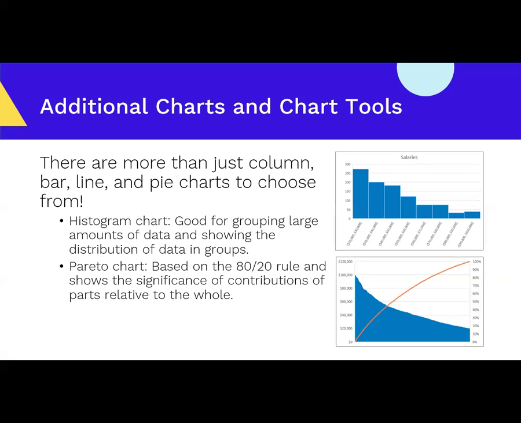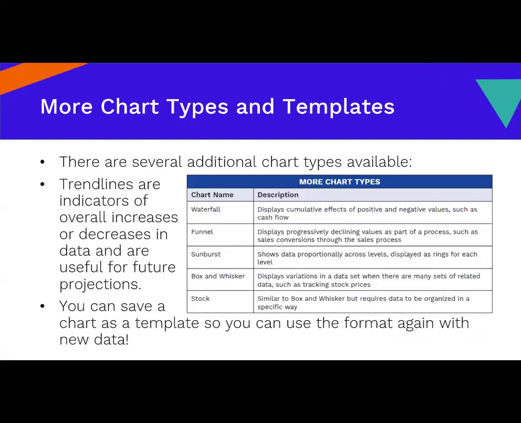So additional charts in chart tools. There are more than just column, bar, line, and pie charts to choose from. You could do a histogram chart, good for grouping large amounts of data and showing the distribution. The Pareto chart, based on the 80-20 rule, and shows the significance of contributions of parts relative to the whole. There are several additional chart types. Trend lines are indicators of overall increases or decreases in data and are useful for future projections.